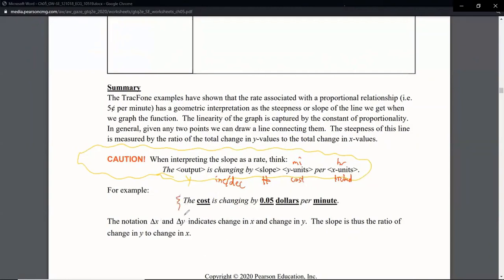So again, this sentence right here is relating to that cell phone plan earlier. The cost is changing, or we could have said the cost is increasing by 5 cents per minute, or $0.05 per minute. Because every extra minute we talked, we paid 5 more cents.